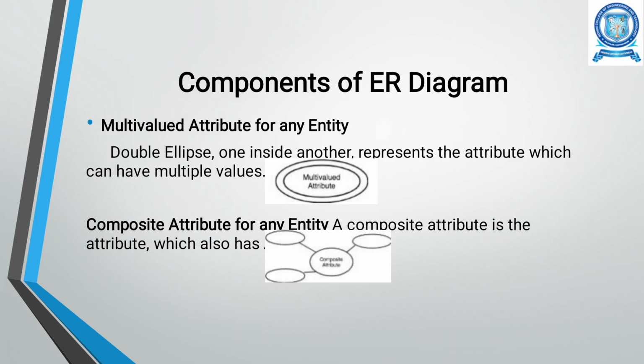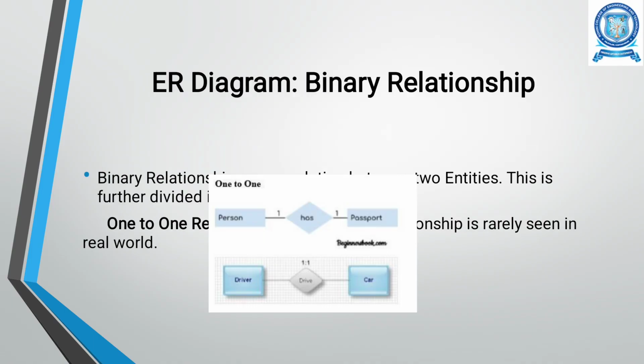Multi-valued attribute for an entity. A double ellipse, one inside another, represents an attribute which can have multiple values. Then composite attribute for any entity. A composite attribute is an attribute which also has more than two ellipses. The ER diagram is represented as a binary relationship diagram, which has one to one relationship, then one to many, many to one, many to many relationship.